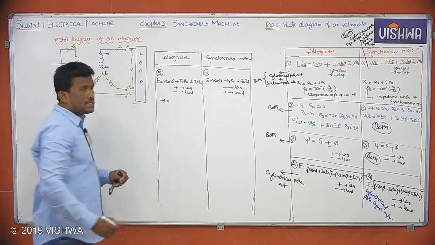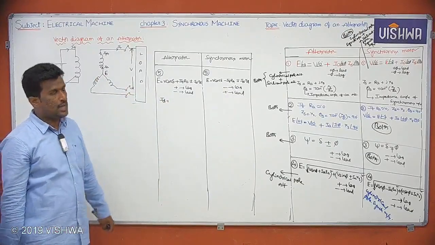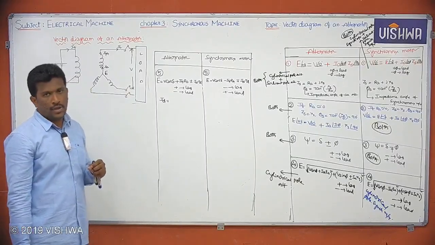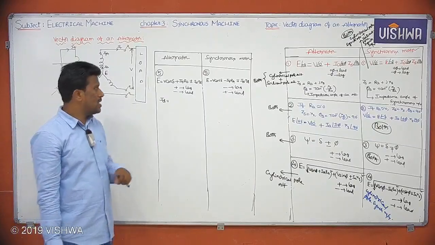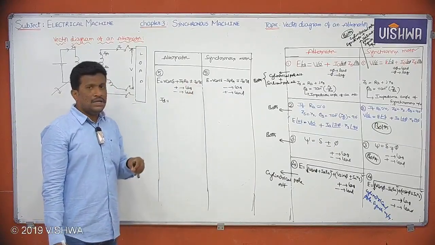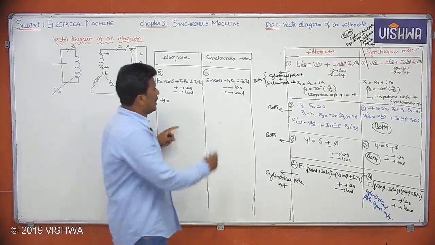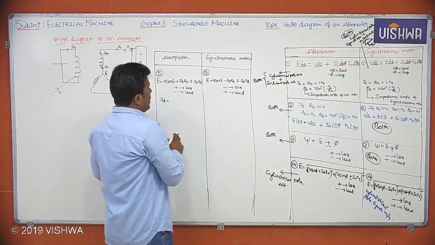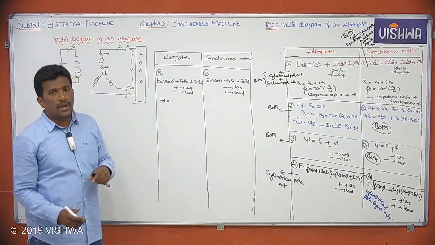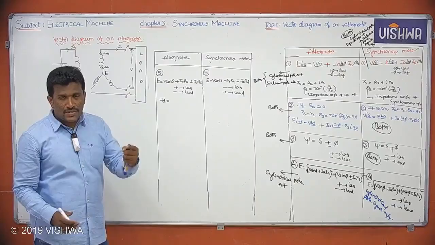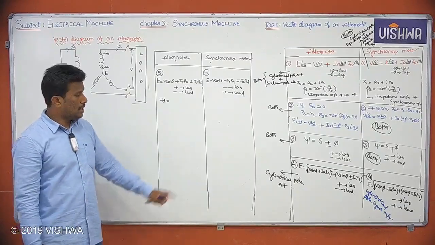Direct axis component of armature current. IQ means what? Quadrature axis component of armature current. XD means what? Direct axis synchronous reactance. What about XQ? XQ is not there here, I'll show you. XQ means quadrature axis synchronous reactance. Okay. So the nomenclature anyway, I'll tell at last.